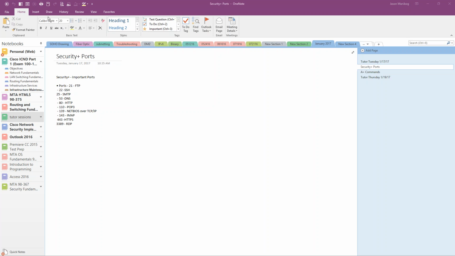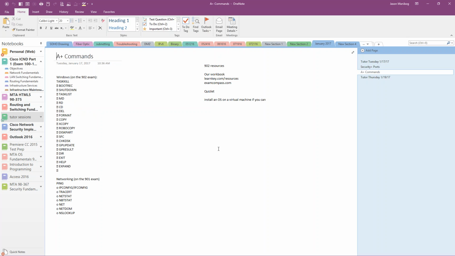Network Plus ports, give me a minute, and I will go and hunt those down for you. Pretty similar to Security Plus. There's a few more, though, I think. So, see if I can find this really quickly on my other screen. While I'm doing that, another question came up about A+ commands. Again, I pulled these from the objectives.